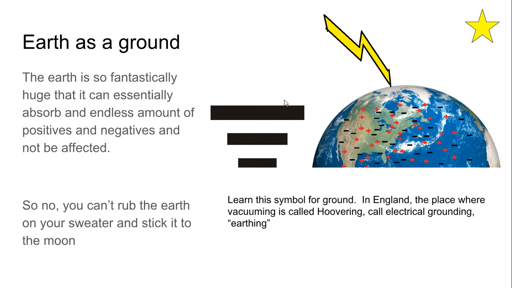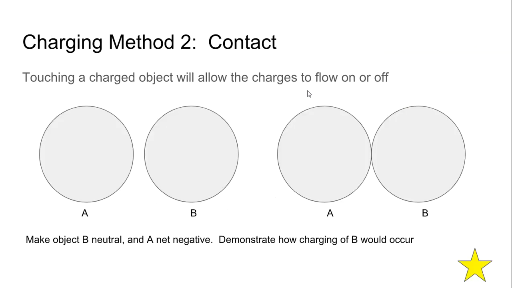Now, it would be kind of interesting if we could rub the Earth on a giant sweater and stick it to the moon, but I think you just get your sweater wet and smeary with oil spills and everything else like that. Now, in England, the country that gave us hoovering for vacuuming, they call electrical grounding earthing. You know, did you earth the conductor?